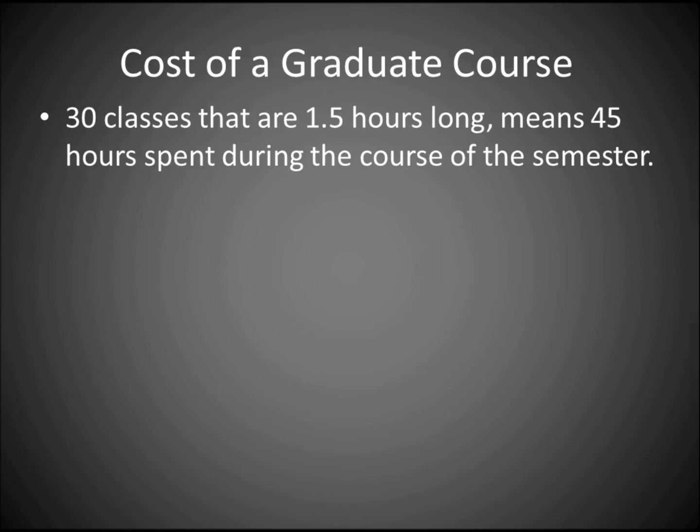So let's assume that this is a regular semester course. It's a course in the fall. You're going to take it. There's going to be 30 classes, right? 15 weeks, 2 classes per week. They're an hour and a half long. That means that you are going to spend about 45 hours in class during that semester.